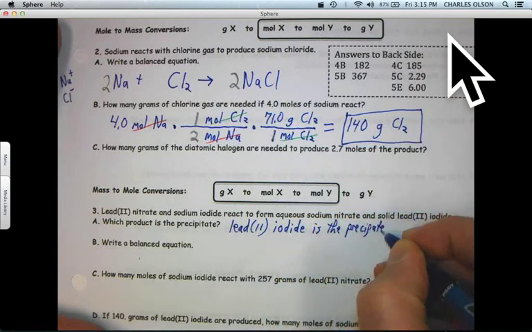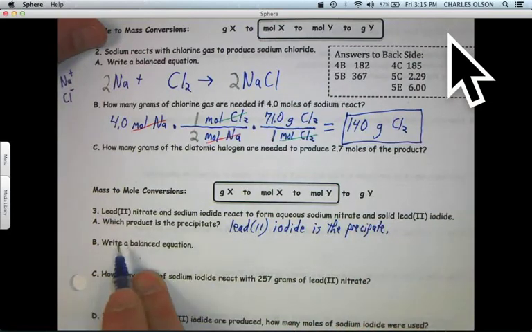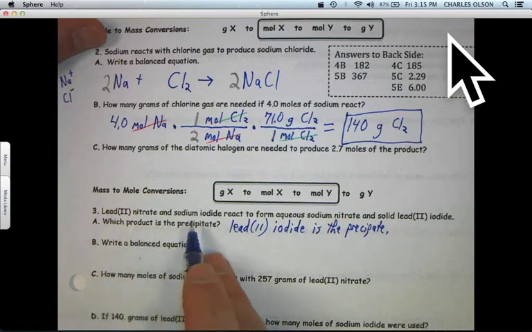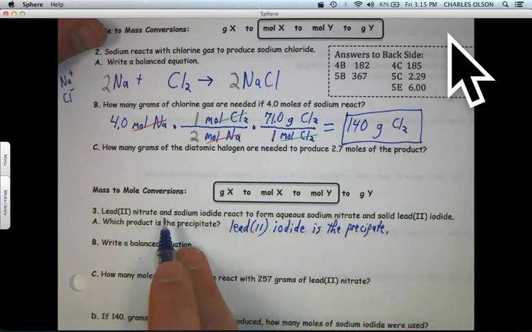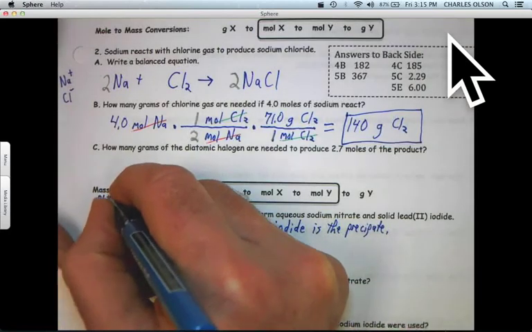Nice to make the answer stand alone rather than just float out in space. Okay, write the balanced equation. For that we need to decode what the formulas of these are. And lead Roman numeral 2 is Pb plus 2.